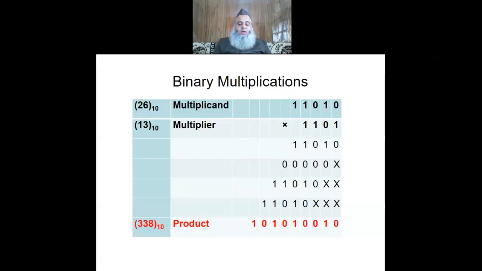Then it will be 2 gig, 4 gig, 8 gig, 16 gig, 32 gig, 64 gig, 128 gig, 256 gig, 512 gig, and then 1024 gig, and so on. So what you need to remember is the counting in powers of 2.